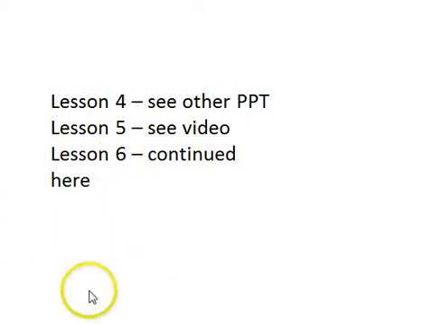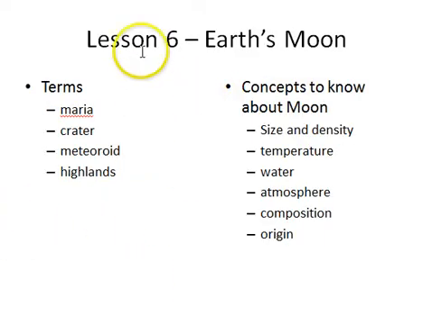Then lesson 6, I'm not going to spend too much time going over lesson 6. These are the terms over here on the left. We've got the terms from lesson 6. Highlands is not bolded, but it is in there. It is included in your book. You should know that, even though it's not a bold term.